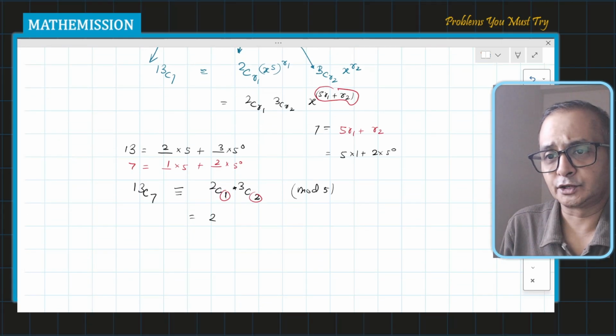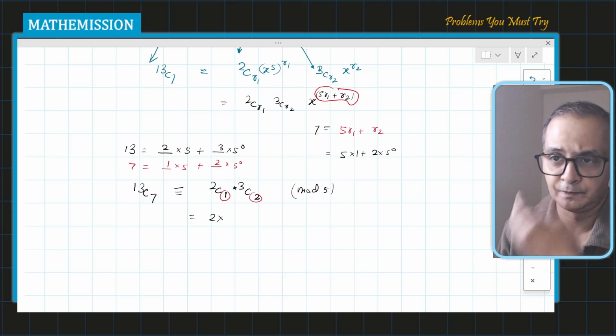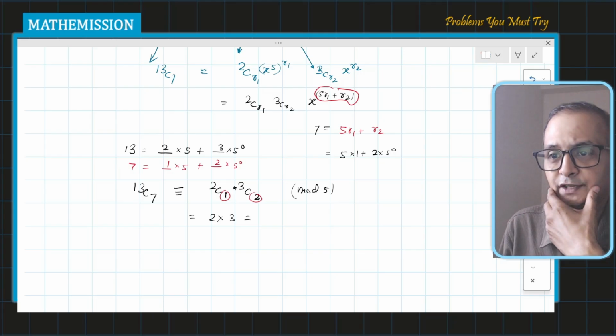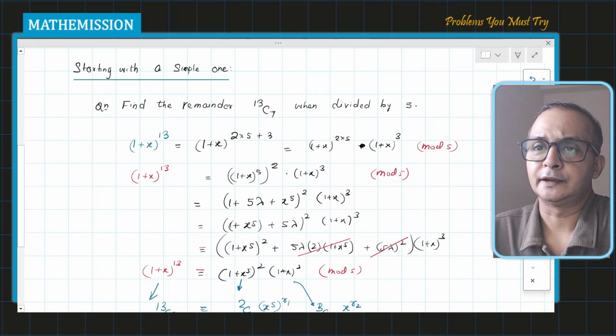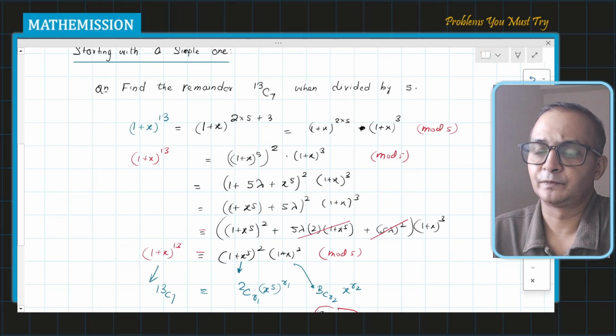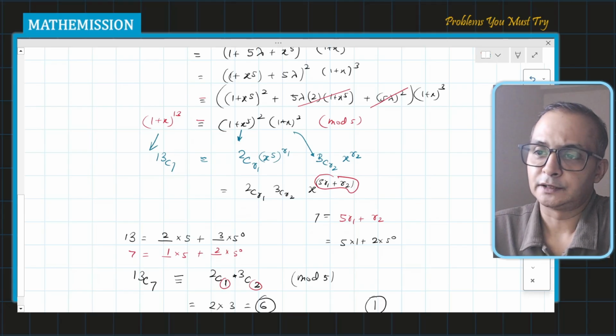So what we get here is 2, and 3C2 is 3, so 6. When I'm dividing this thing by 5, that will be 1. So the remainder is going to be 1. And if you want to calculate 13C7 and whatever it comes to when you divide by 5, you will get this thing as a proof.